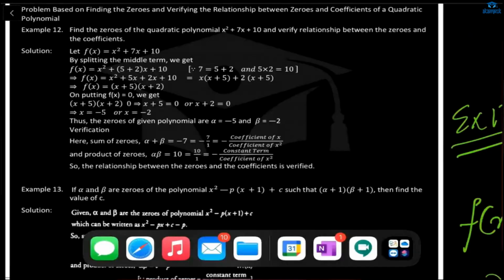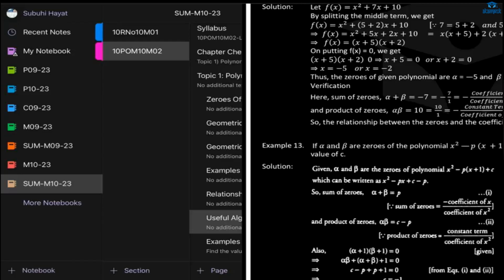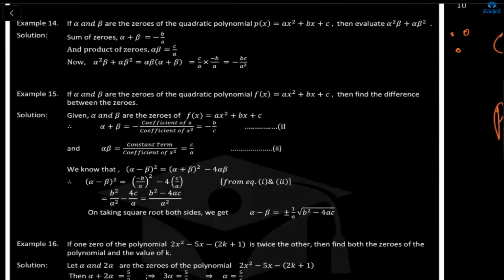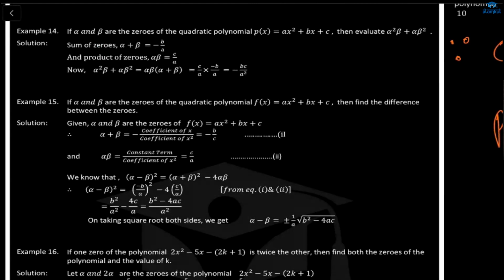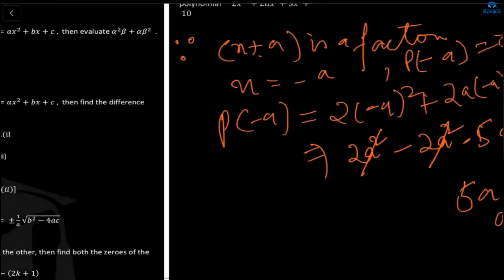Now let's see some more questions related to the relationship between the coefficients and the zeros of the polynomial. Now here's a question. Question number 14. If alpha and beta are the zeros of the quadratic polynomial P(x) equal to Ax square plus Bx plus c, this is the given polynomial, and alpha and beta are the zeros of this quadratic polynomial, then evaluate alpha square beta plus alpha beta square.